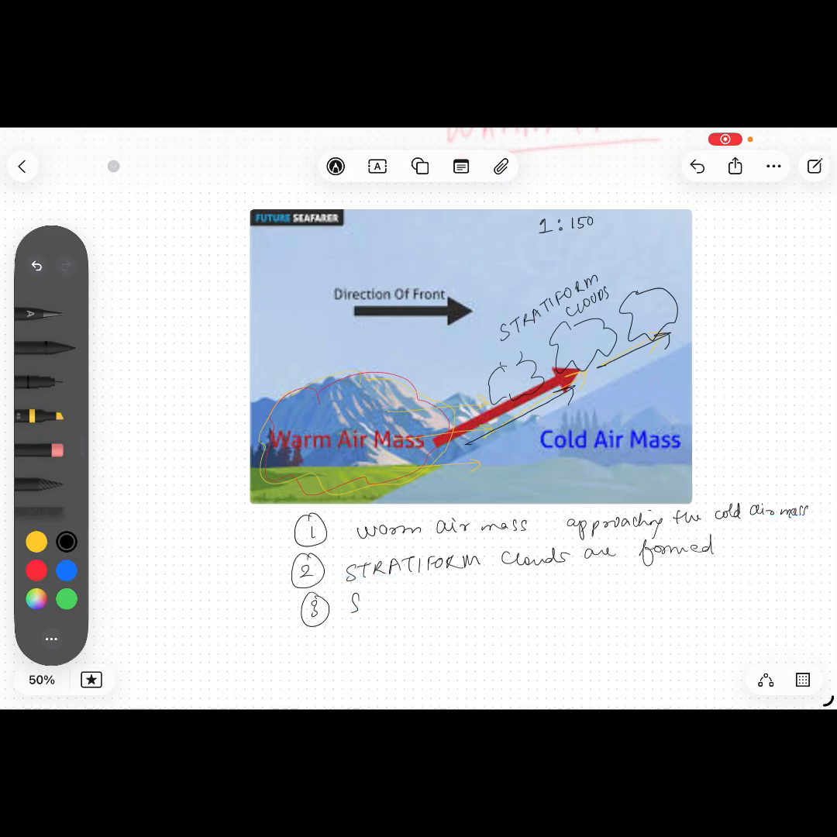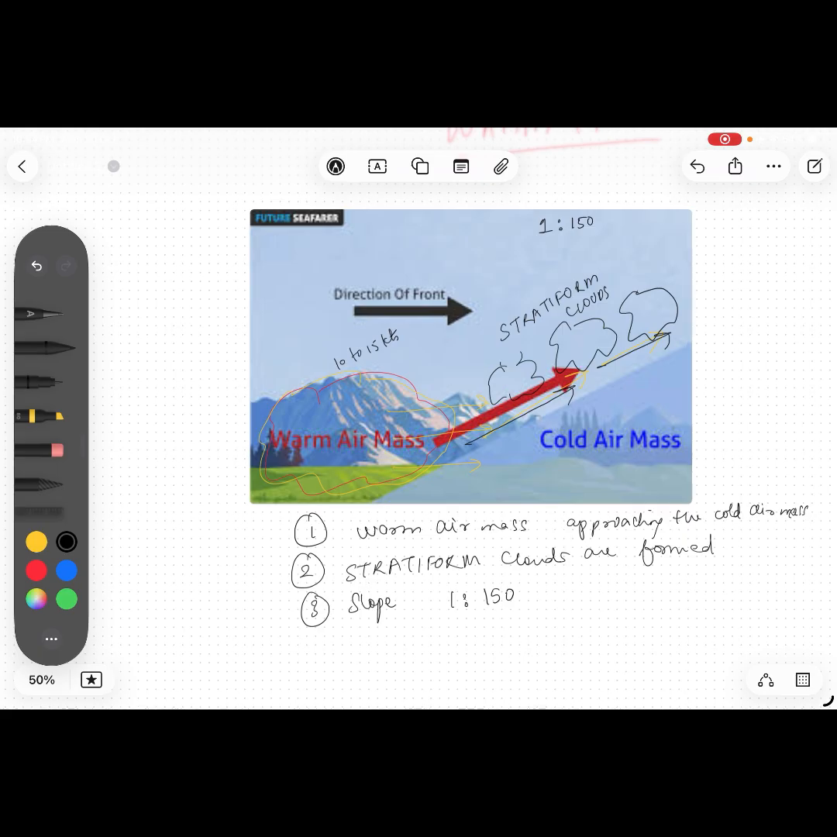The third point is the slope, which is 1:150. Okay, so I'll tell you what that really means. Because warm air is moving slowly, it's going up, and the speed is approximately 10 to 15 knots. It is slow because it's very difficult for the warm air to push the cold air, because cold air is denser. Hence, that is why the slope is also not that steep.